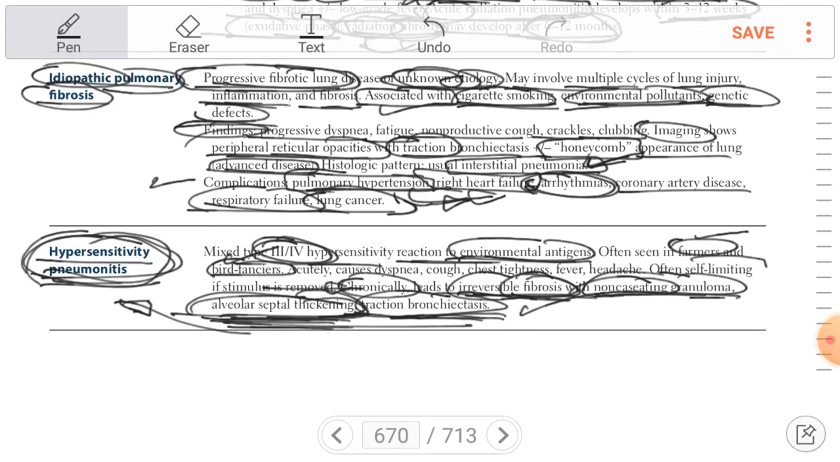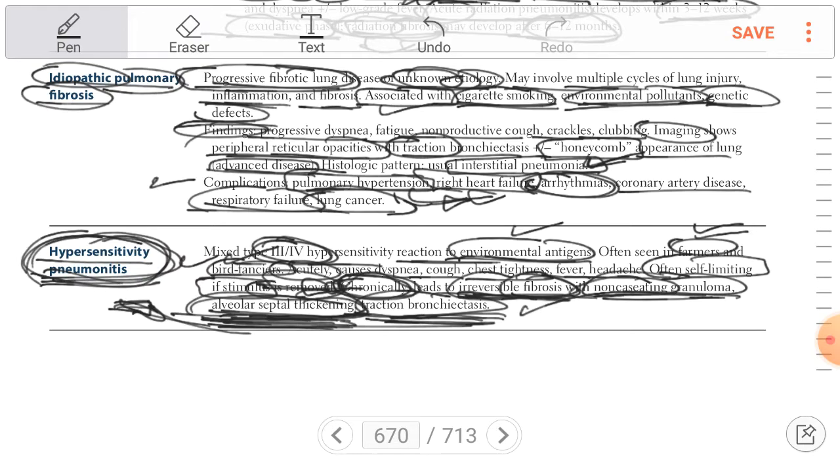It's self-limiting if the stimulus is removed. The stimulus is what? The environmental antigen in farmers and bird fanciers. Acutely it causes dyspnea, cough, chest tightness, fever, headache, and other manifestations of the lung. But the most important is the chronic form. It's asked in the exam: irreversible fibrosis, non-caseating granuloma, alveolar septal thickening, plus traction bronchiectasis. This will indicate that the case is what? Hypersensitivity pneumonitis.